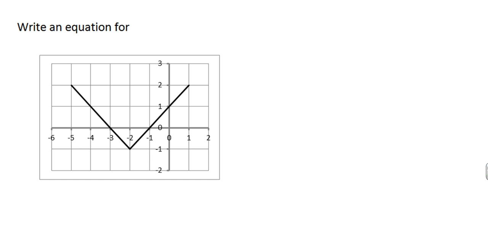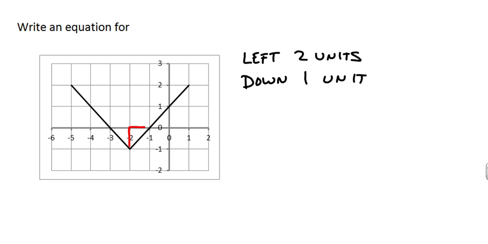We can do translations of that V-shaped graph. This particular one has been shifted left 2 units and down 1 unit. It still has the same shape as the basic graph. It's got that slope of 1. As you can see, we're going up 1, over 1, up 1, over 1. So there haven't been any stretches. And it's still a V pointing up, so there has not been any reflection.